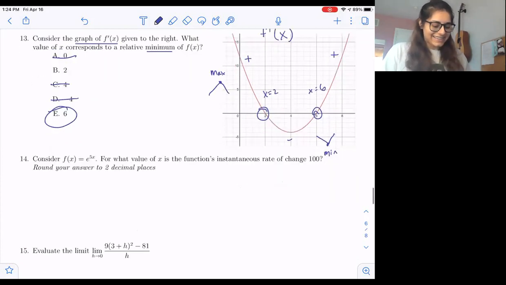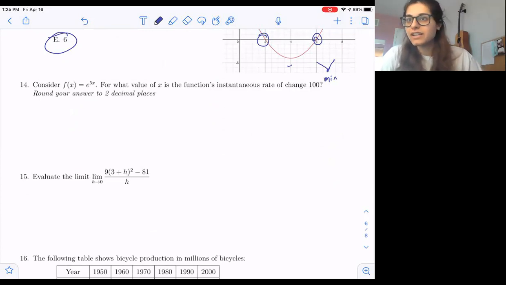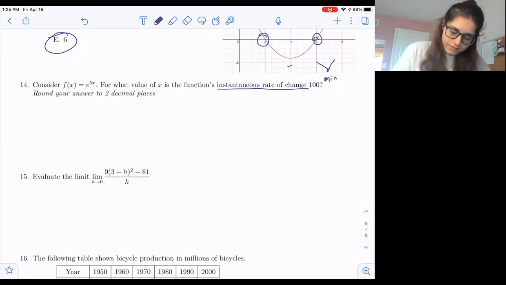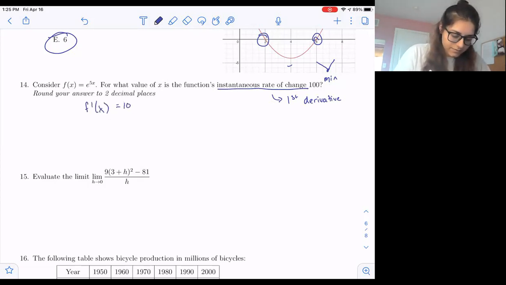Consider f of x equals e to the power of 5x. For what value of x is the function's instantaneous rate of change 100? Here I would look at taking the derivative, because instantaneous rate of change, you should automatically think derivative. First derivative. And we want to find when the first derivative equals 100. So the x value at which f prime x equals 100.